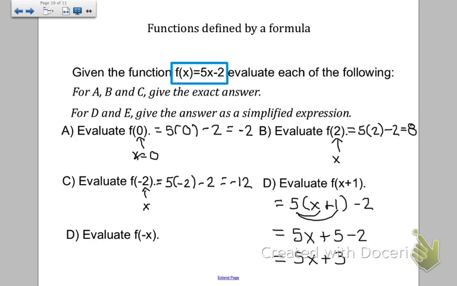So, f of x plus 1 equals 5x plus 3. Now, on the bottom here, this really should be an E. Okay? We want to evaluate f of negative x. So everywhere we see an x in that original function, now we're going to plug in a negative x. So this will equal 5 times negative x minus 2. Now, 5 times negative x is negative 5x, and then we still have our minus 2. So f of negative x is equal to negative 5x minus 2.